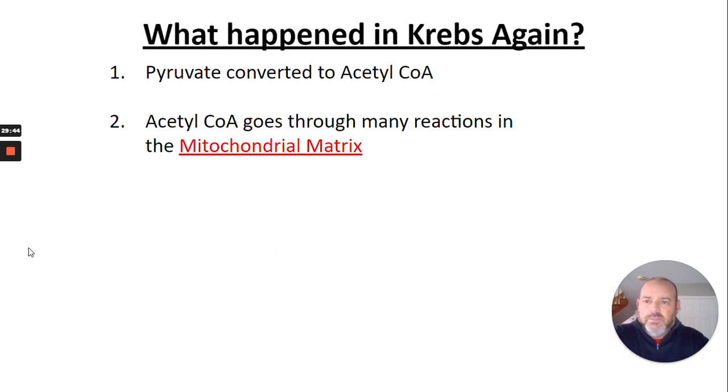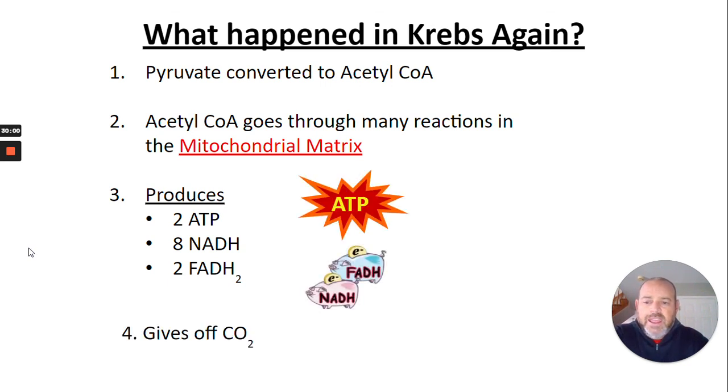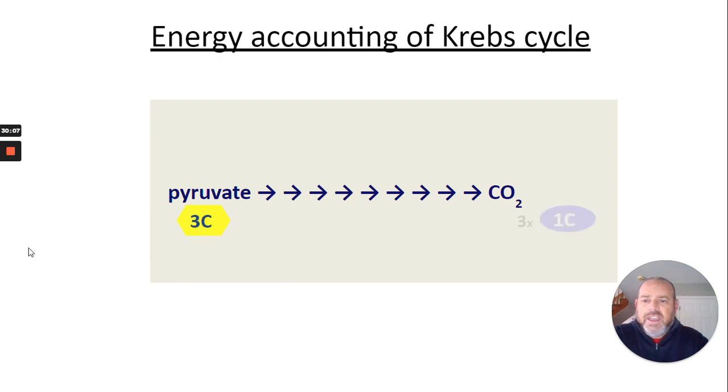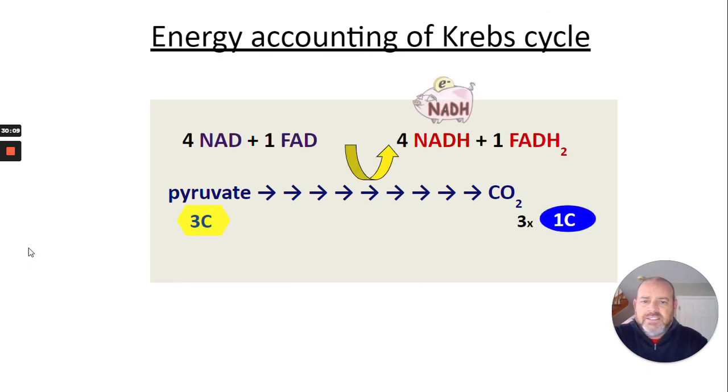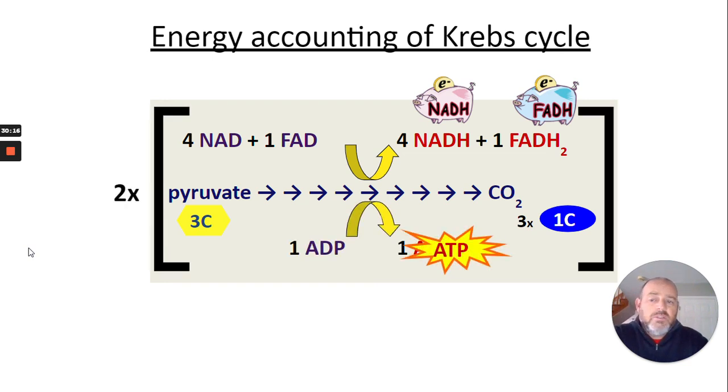So what happened in Krebs? Let's review and do some counting here. Pyruvate converted to acetyl-CoA. Acetyl-CoA goes through many reactions in the mitochondrial matrix. It produces 2 ATP, a bunch of NADH, some FADH2, so 2-8-2. So some of all of that, and we're going to give off some CO2, which the plants will thank us for. Okay. So a little bit of accounting. It's not quite as straightforward as glycolysis, actually. So don't worry too much about this. You just need to know the majors.